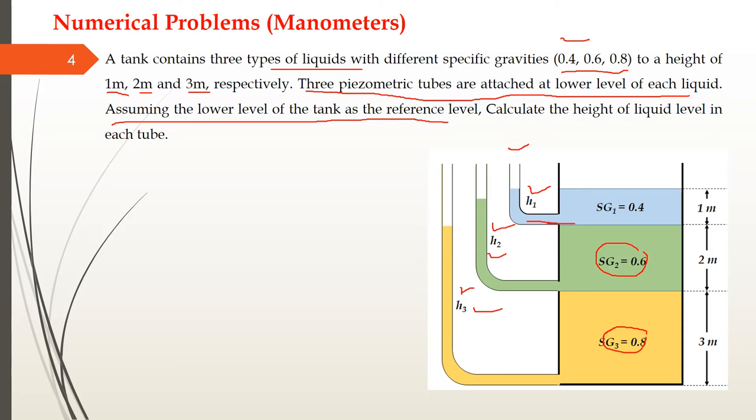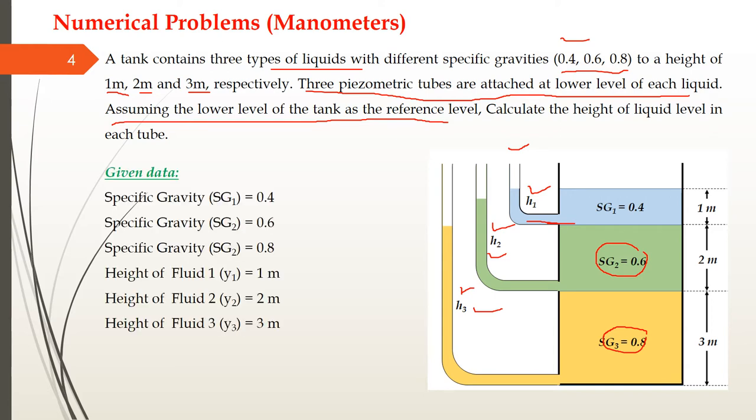It is a basic problem regarding piezometric tubes, and remember we will not take into consideration the capillarity effect, the liquid rise due to capillarity. So how will we find out? This is your given data: the specific gravity of the fluids and the heights are given to you, and you have to find out H1, H2, H3.